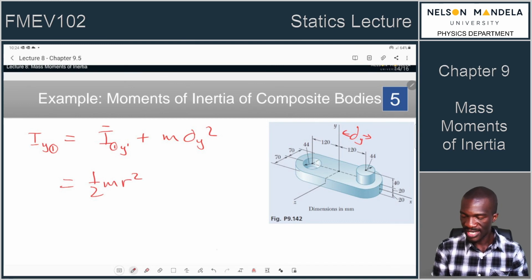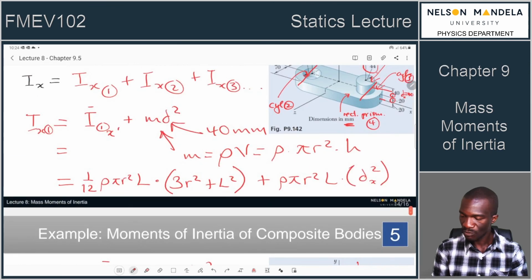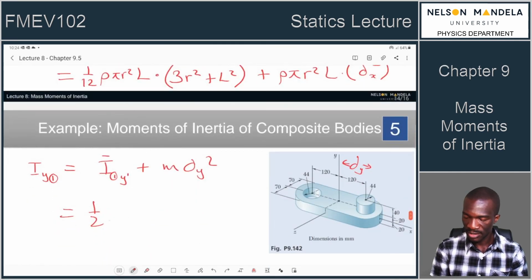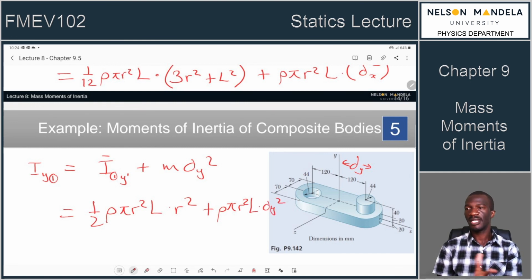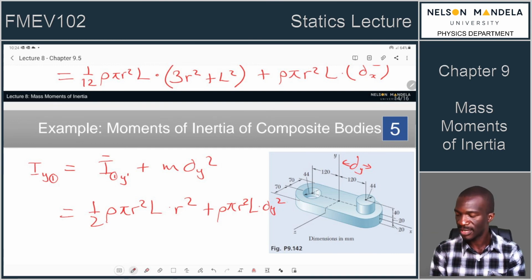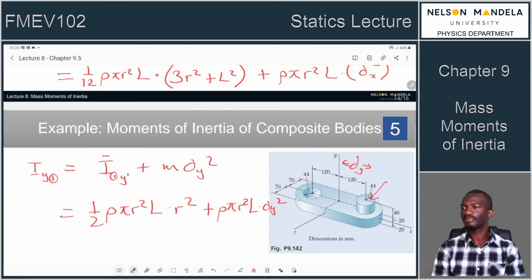The mass, we already have some terms that we had there. The mass was rho pi r squared times the length. That was our mass. Then we say times radius squared. Then plus that same mass, rho pi r squared length, multiplied by d in the y squared. Then you would calculate that. That would be for the disk, for the circular prism there.